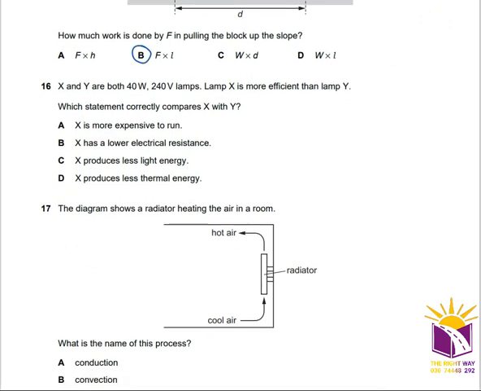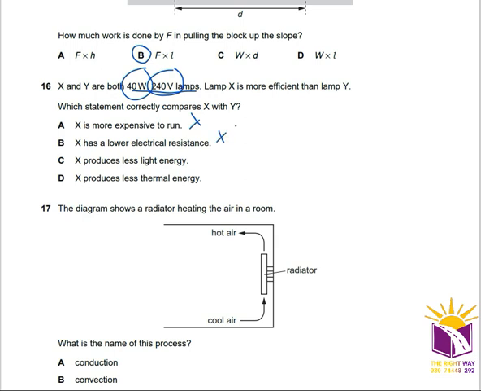Question number 16. X and Y are both 40 watt 240 volt lamps. So both are of the same rating. Lamp X is more efficient than lamp Y. Which statement correctly compares X with Y? X is more expensive to run. We cannot compare by this one. X has a lower electrical resistance. No, both are going to have the same electrical resistance because their ratings are the same, 240 volt and 40 watt. So resistance will also be the same.